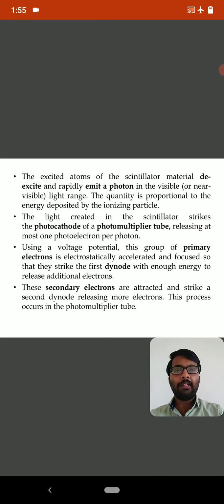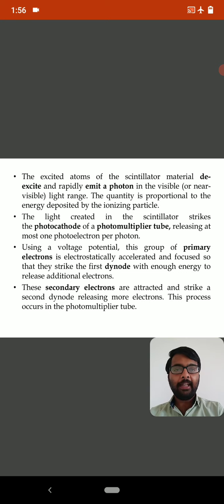So the quantity is proportional to the energy of the incoming radiation or ionizing particle. The excited state comes to the ground state with the emission of certain flashes of light called scintillations in the visible or near visible region. So this quantity is proportional to the energy deposited by the ionizing particle.